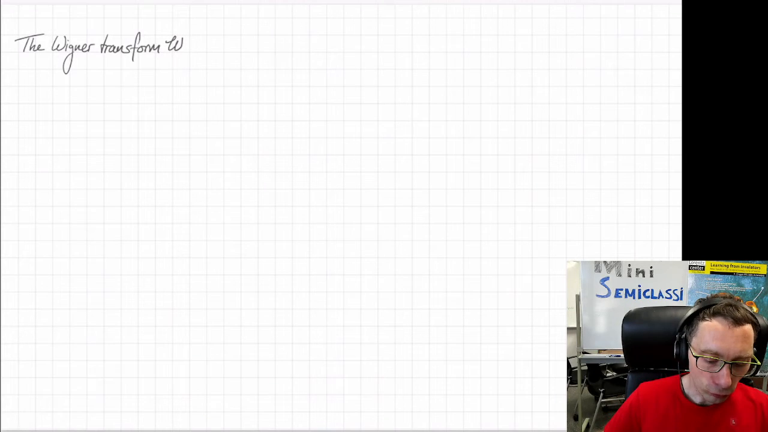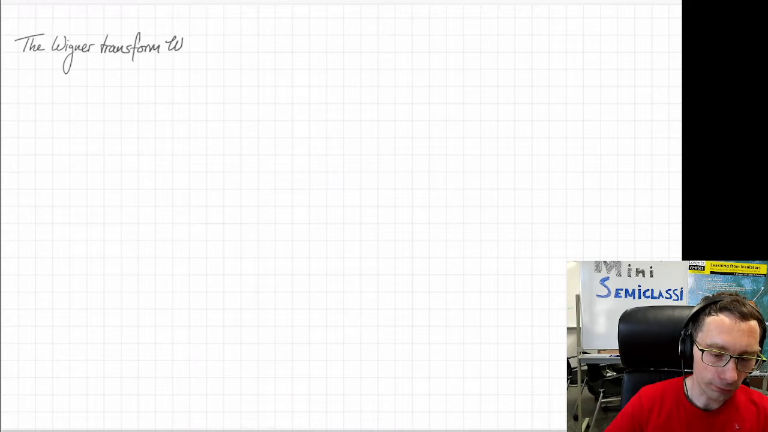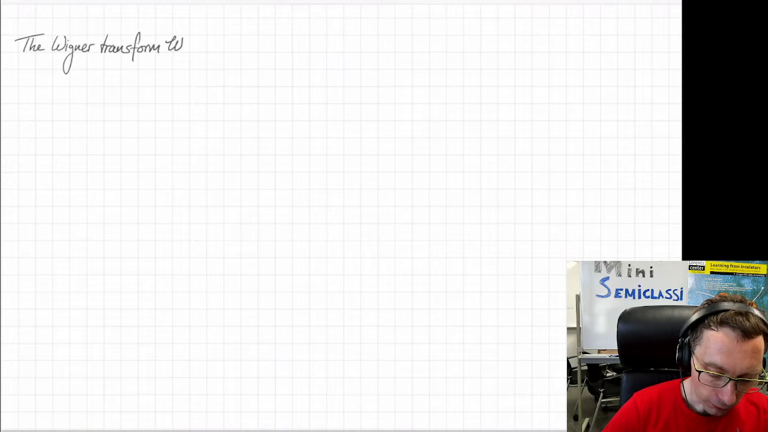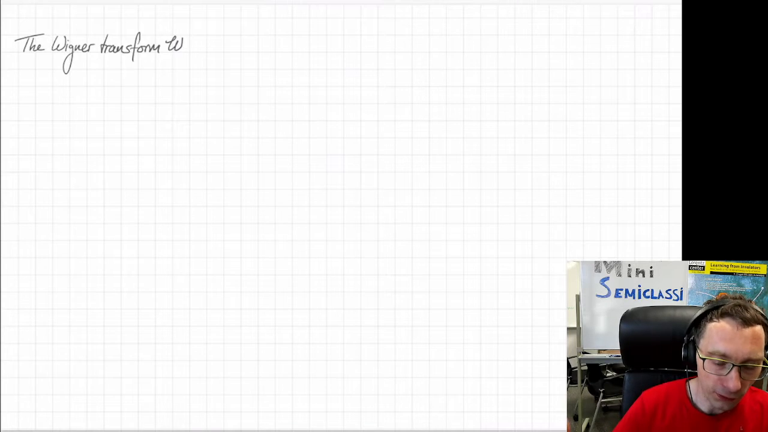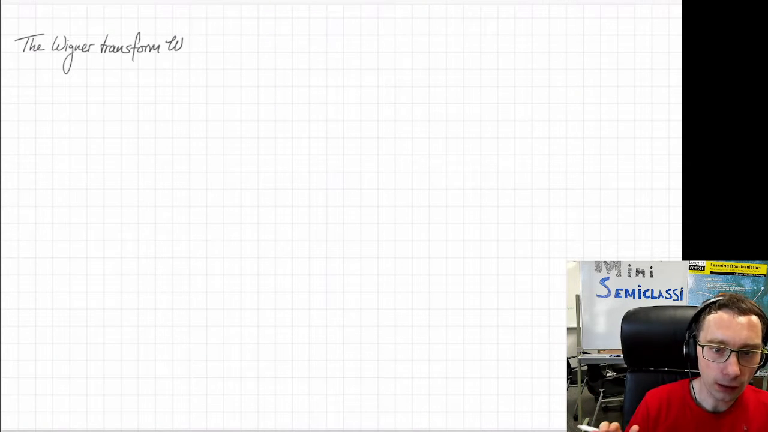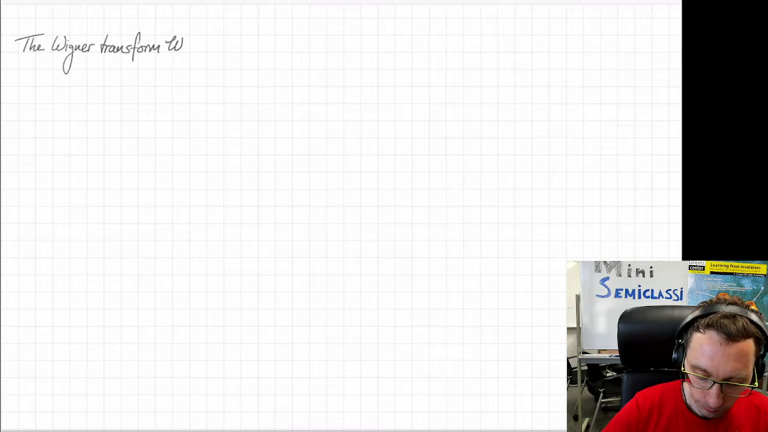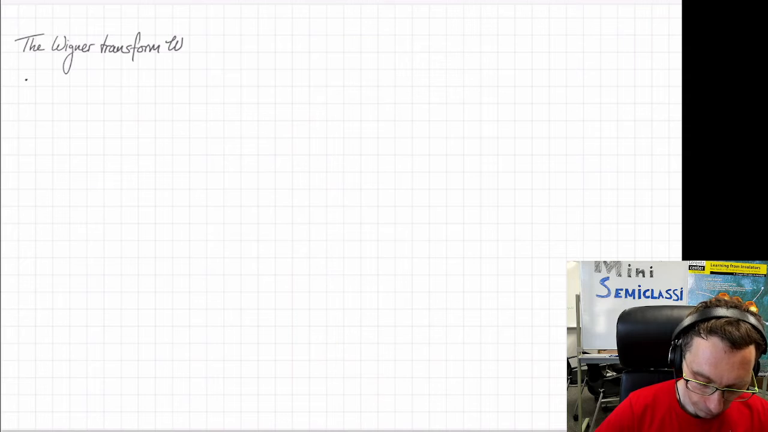Welcome back, everyone, to the fourth part of the section on Weyl quantization and the Egorov theorem. The next part is about the Wigner transform, which is important because in many works, people prefer to express the semiclassical limit as a semiclassical limit of states rather than a semiclassical limit of observables. So let me briefly motivate the definition of the Wigner transform.